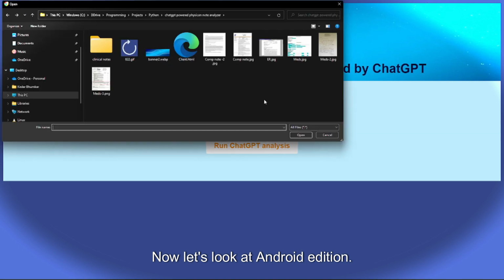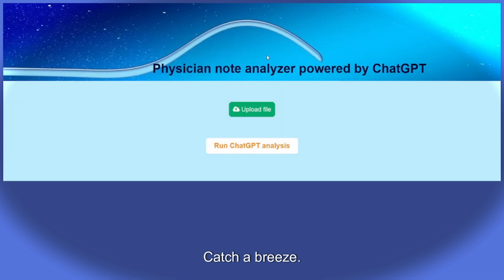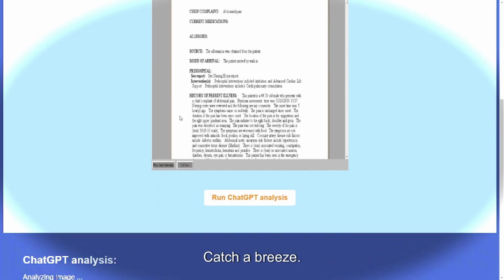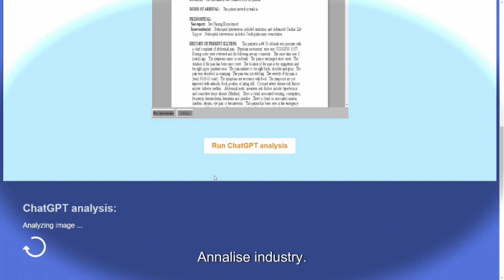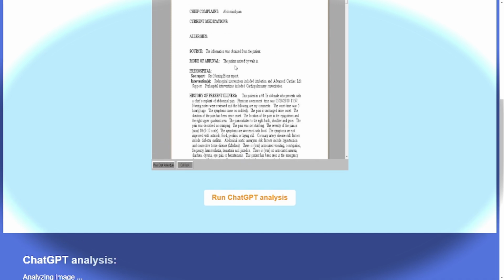So this time we will upload this note, which is about an ER admission. Now let's run the ChatGPT analysis for this. So now ChatGPT is analyzing this particular image. It'll take some time. Let's look into what this is all about.